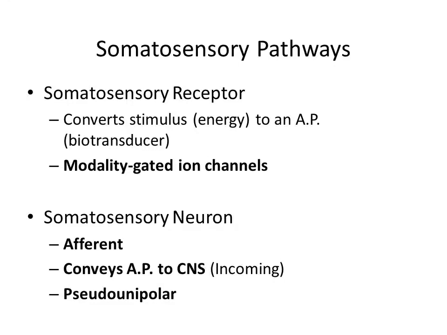Our somatosensory pathways start off with a somatosensory receptor, and we talked about all those in the prior lecture. Somatosensory receptors are basically biotransducers. They take some type of a stimulus, it could be mechanical or chemical or thermal, and they change it into action potentials, into an electrical impulse. They do this via modality-gated ion channels, because the activation of the receptor opens up modality-gated ion channels. This allows sodium to rush into the peripheral axon, and that sums to create an action potential.